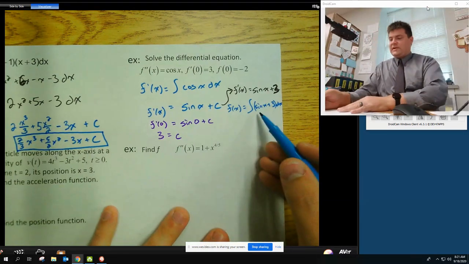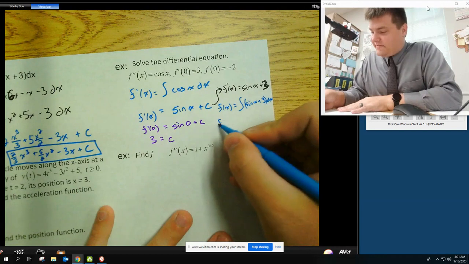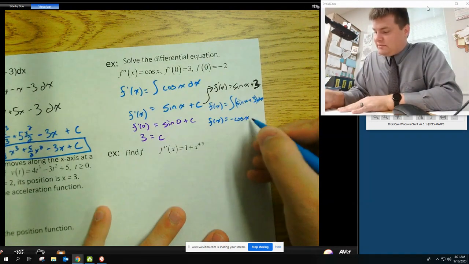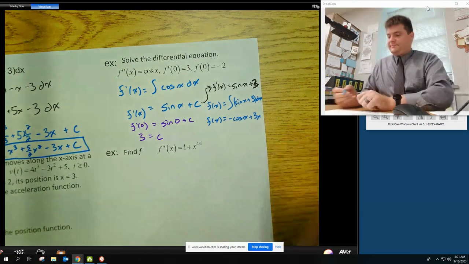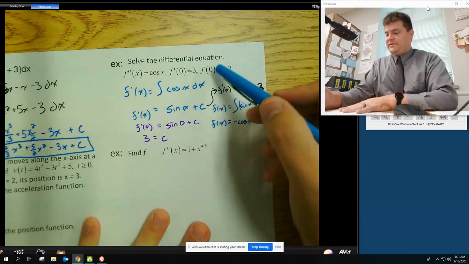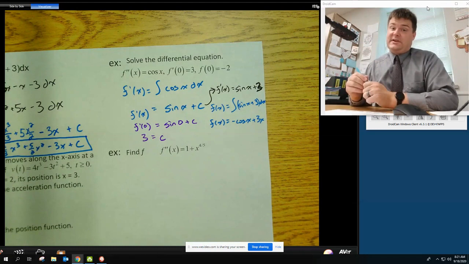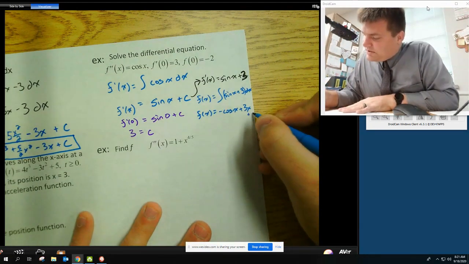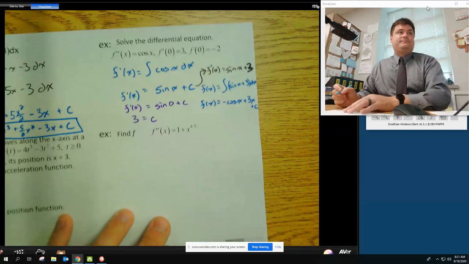Okay, so again, taking the antiderivative of these, f of x is going to equal negative cosine x plus 3x. And what am I given here? Oh, I almost forgot something. I ran out of room, that's probably why. Plus my constant value.